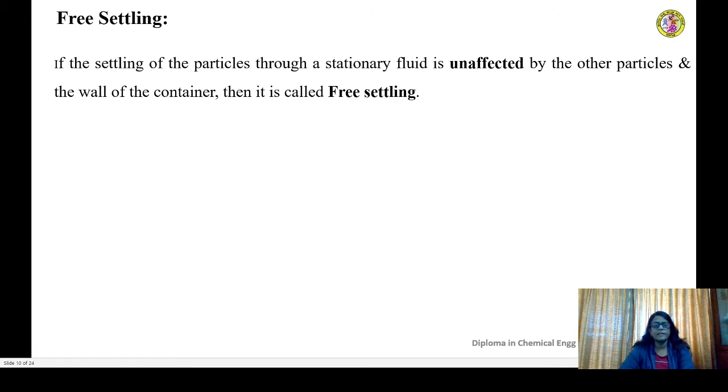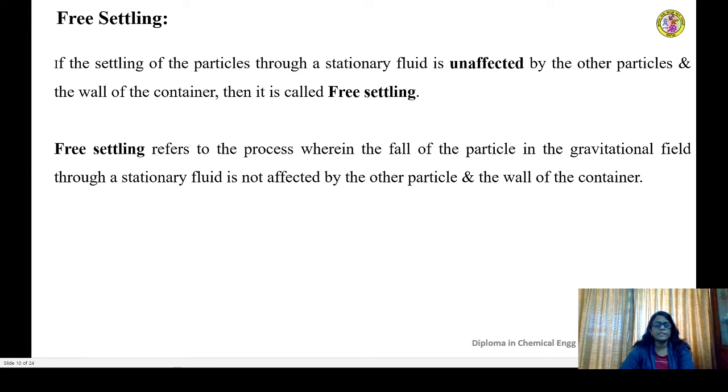Free settling means, whenever a particle is settling in a stationary fluid column, if the settling of that particle is not affected by the other particles and also by the wall of the container, then the settling process is called free settling process.